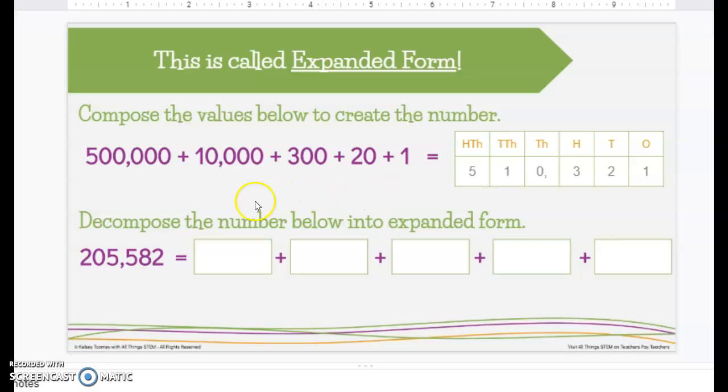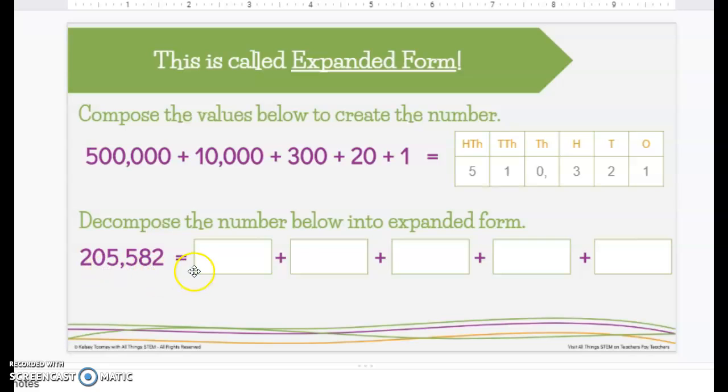Okay, now we're going to practice decomposing this number. So this first part, we composed the number. Now we're going to practice decomposing the number. So how do we read this number? 205,582. All right, so they already give you boxes here. How many boxes do we have? 1, 2, 3, 4, 5. We have 5 boxes. So that means I have 5 different values.